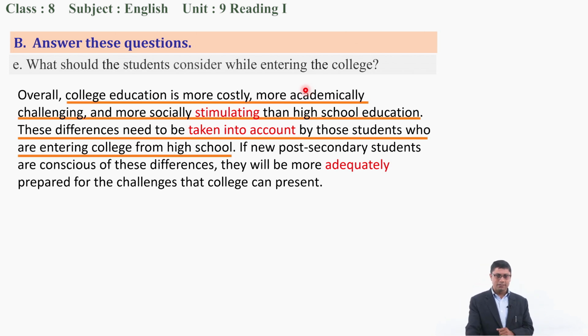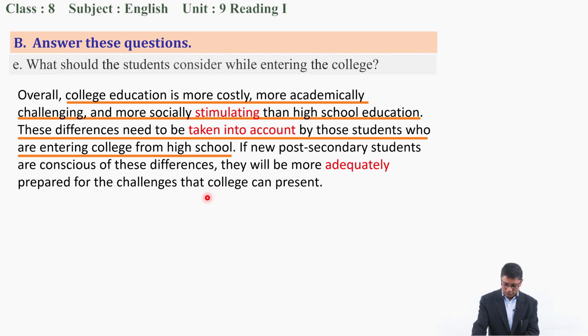Yes, look at here. So these underlined sentences give you the clues. College education is more costly, more academically challenging, and more socially stimulating than high school education. These differences need to be taken into account by those students who are entering college from high school. So see there, these differences need to be taken into account, means they need to consider. So what are those differences? You need to know. Did you find out the differences as well as the answer here?